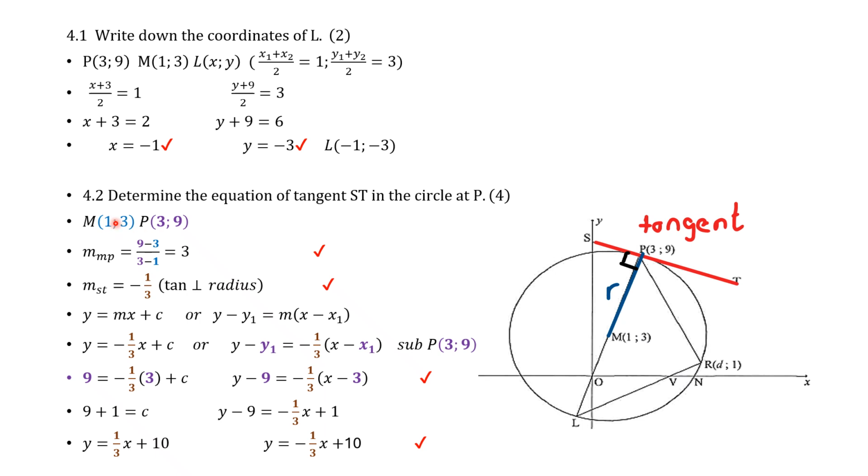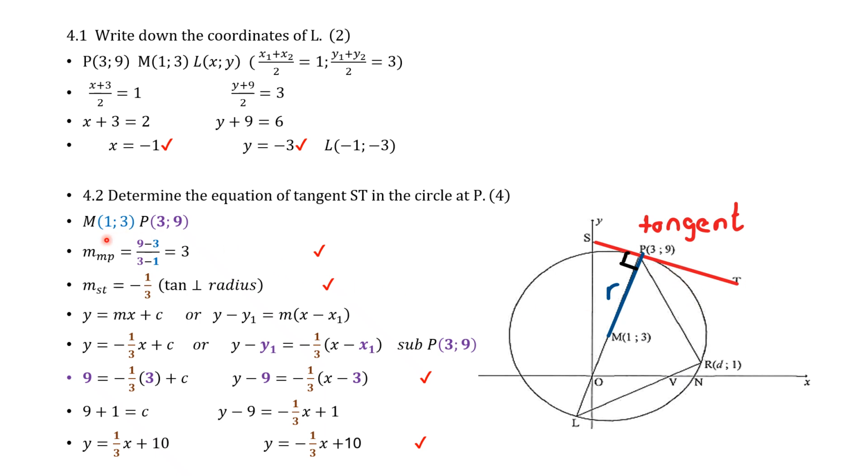Right, 4.2, determine the equation of the tangent ST to the circle at P. I've just highlighted my tangent there in red, and I've highlighted that MP there is a radius. I should remember that tangent and radius will always meet at 90 degrees. That's tangent perpendicular to radius. They give P, but I can't find the gradient of ST because I don't have another point there. So to find the equation of the tangent, I'm going to first find the gradient of MP, and then work from the fact that they're 90 degrees to find the gradient of ST, and from there substitute P.